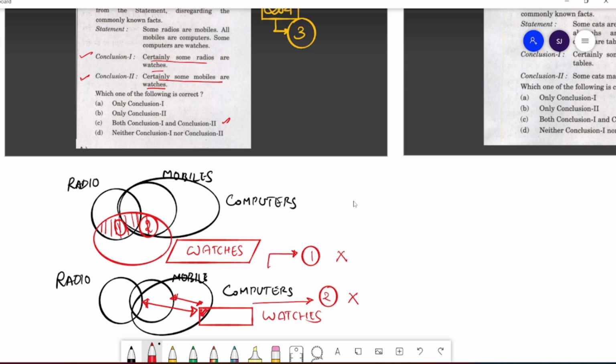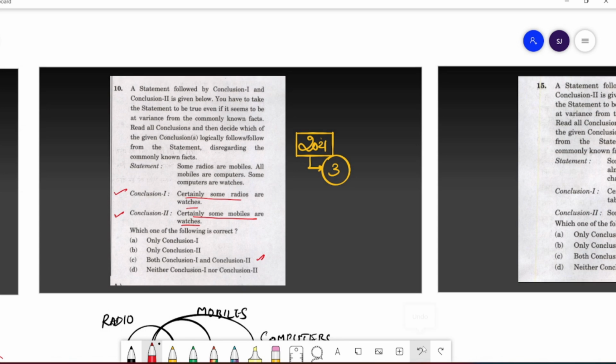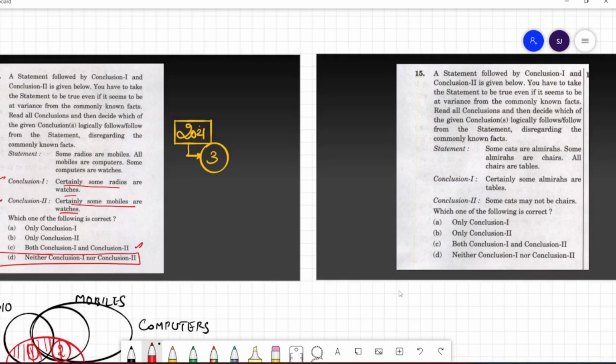And this is what I said, that we should draw as many diagrams as possible. If they are there, we should check them and only then conclude. And even if in one diagram it is not true, we should take this conclusion. That is, neither conclusion 1 nor conclusion 2 can be said with certainty. So this is how you should derive conclusions.